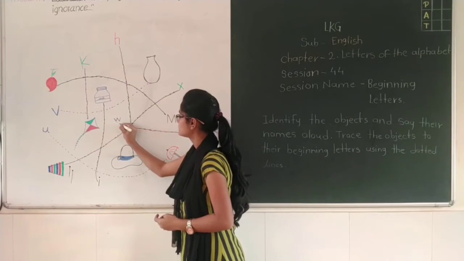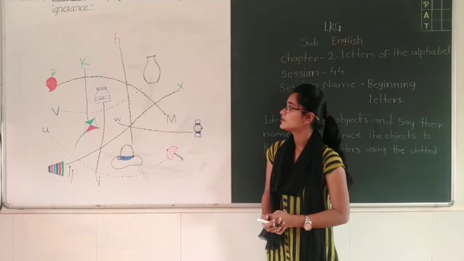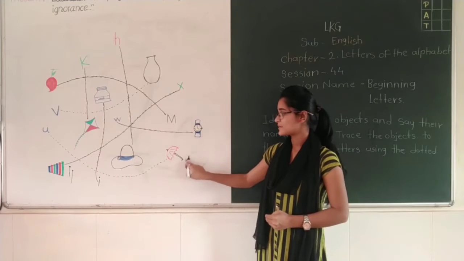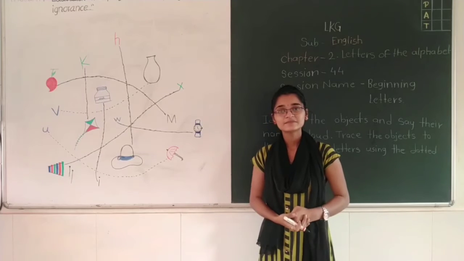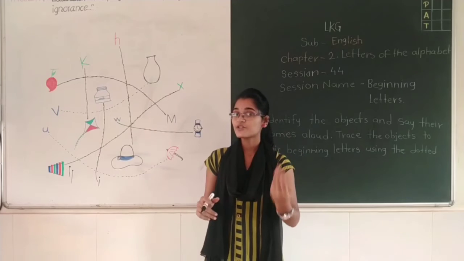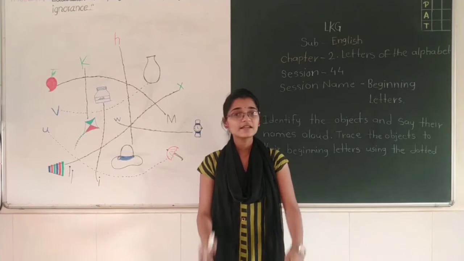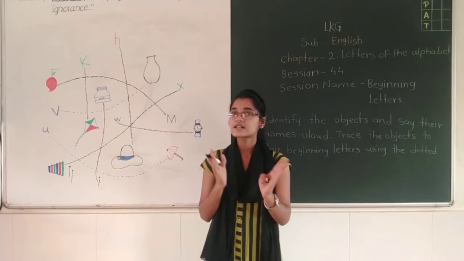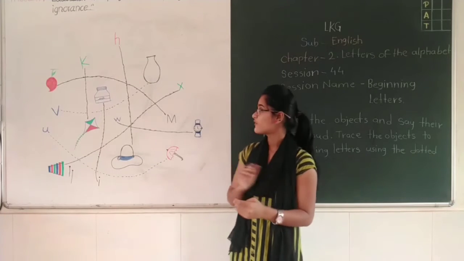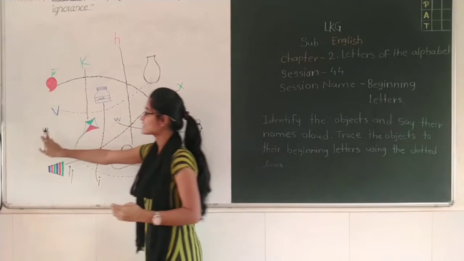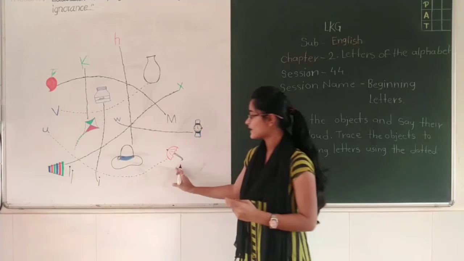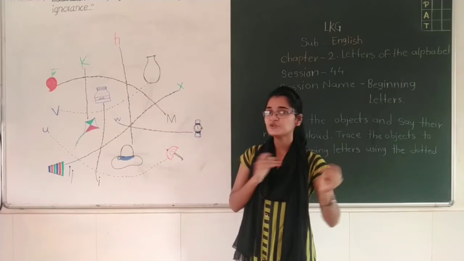Okay. Then next is umbrella, right? This is the picture of an umbrella. Now tell me, the spelling of umbrella starts from which letter? Letter U, right? So where is letter U? Yes, look at here. This is small u, right? And the spelling of umbrella starts from letter U.